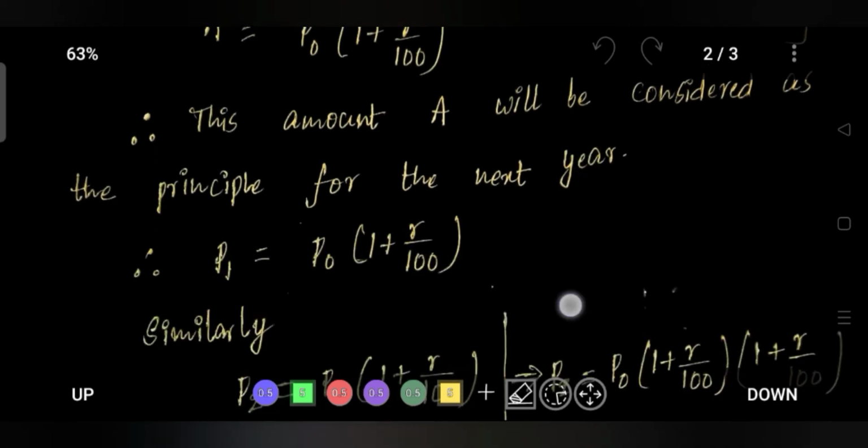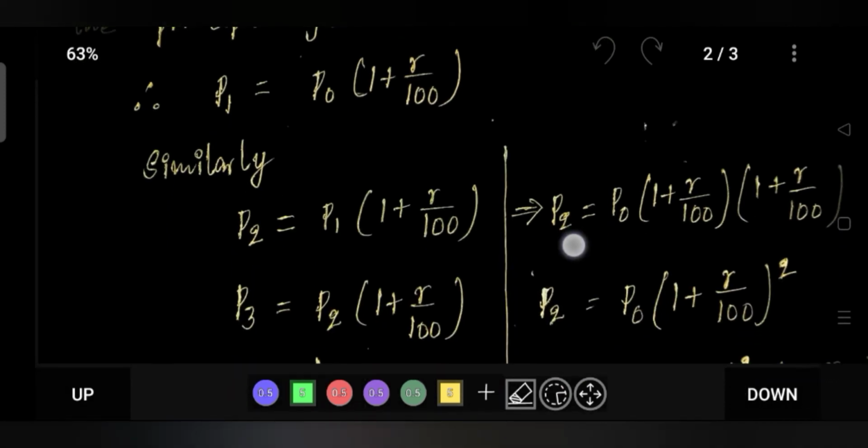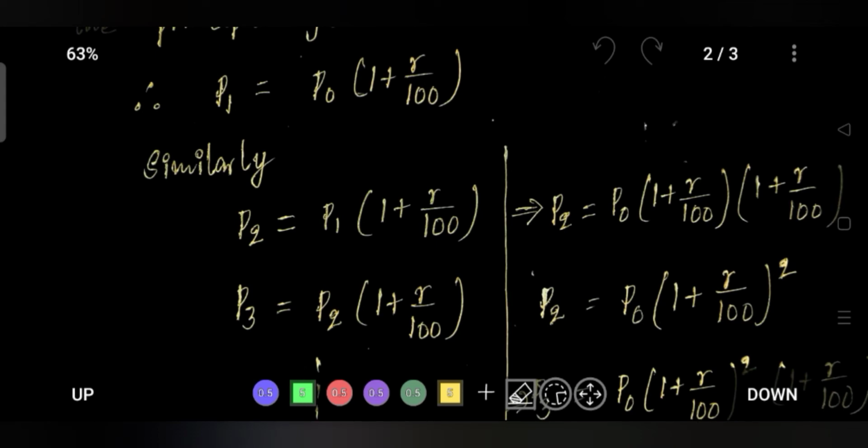Similarly, in the same way, the principal in the next year depends on the principal in the previous year. So the principal at the beginning of the third year, or otherwise at the end of the second year, that is P2, will be related to P1 in the same manner. As P1 and P0 are related, now I can say that P2 should be equal to P1 times 1 plus R by 100.